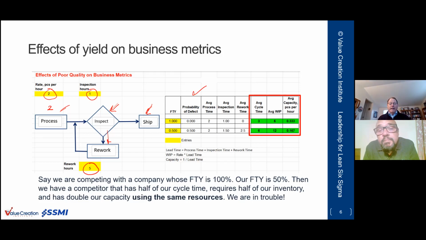So I want to draw it by hand, and we're going to look at the effect of yield on lead time, work in process, and capacity. And there are many others, of course, but these are easy to calculate.